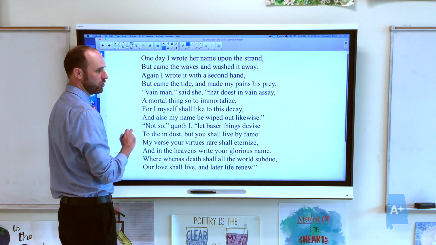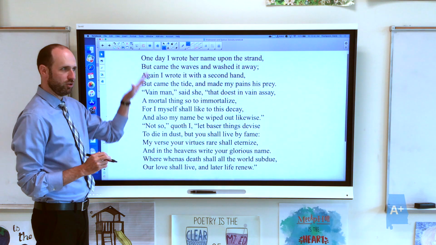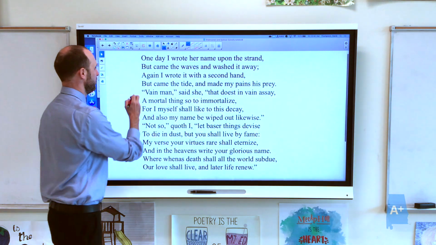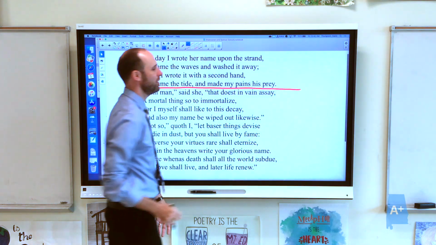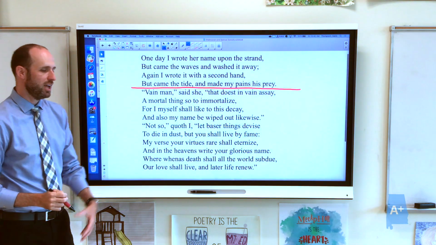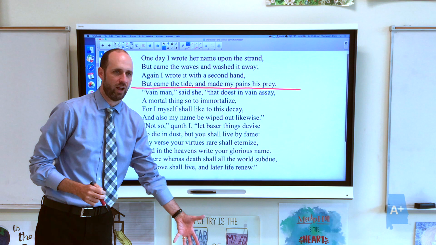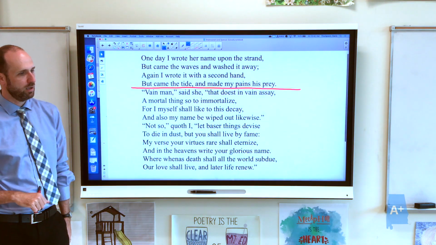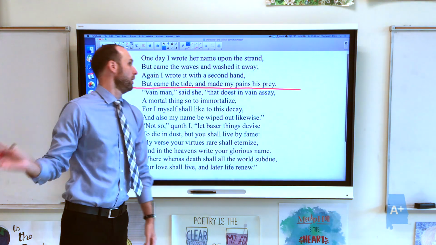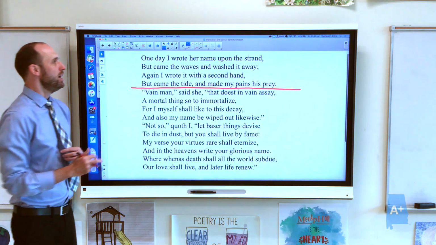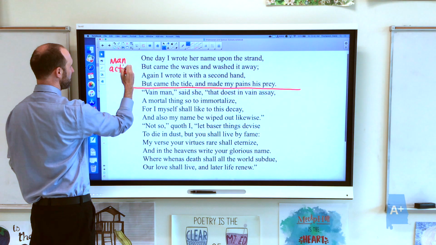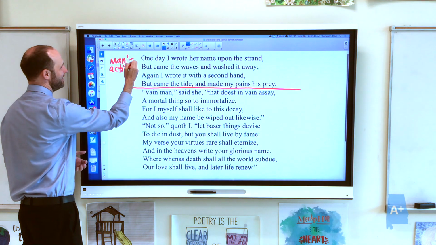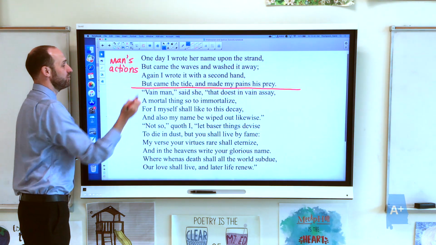If I were going to look at the structure, I can read the whole sonnet to you, but I'll just go through it as we do each part. Generally, we have one part right here. We have the man doing two actions. He writes the woman's name on the strand, and then the waves wash it away. So he writes it again, and the waves come back and do it a second time. So section one of this poem is what I would call the man's actions, because he does it twice.